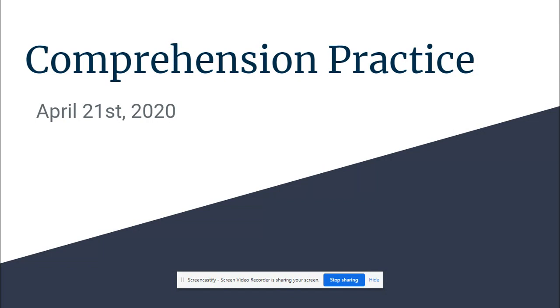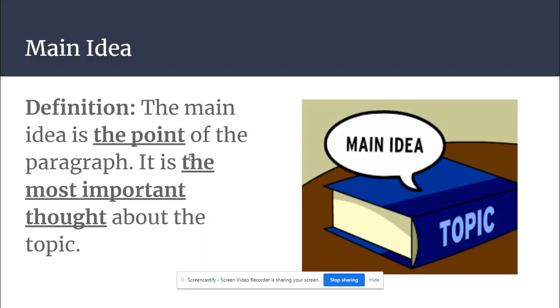In these activities, I'm going to be sharing some information with you about what we're going to be looking for, and then a passage followed by a short exit ticket that will give you the opportunity to practice what we talked about today. So what we're going to start off these mini lessons talking about is this idea of the main idea. And you've probably heard this term before, but the main idea is the point of the paragraph. It's the most important thought about the topic. So basically, it's whatever the text you're reading is about.